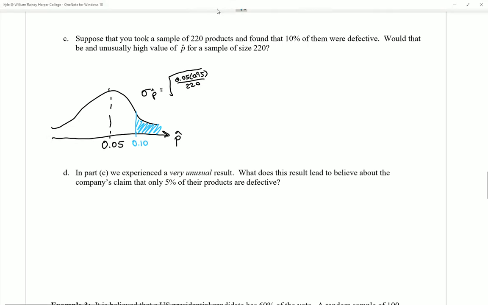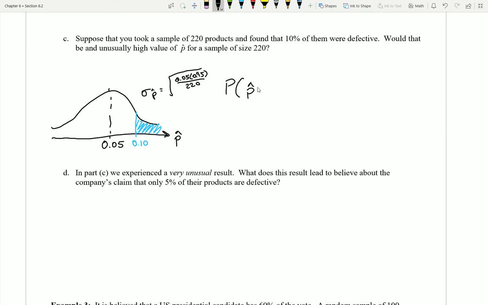If we had a value that was too low, we would be interested in measuring below it. So what we're going to be calculating here is just what is the probability that I get a p-hat that is greater than 10%. Again, I know I can calculate that with a normal CDF. I just have to start at 10%, go to 1E99, with my average of 0.05, and my standard deviation, which is the square root of 0.05 times 0.95 over 220.